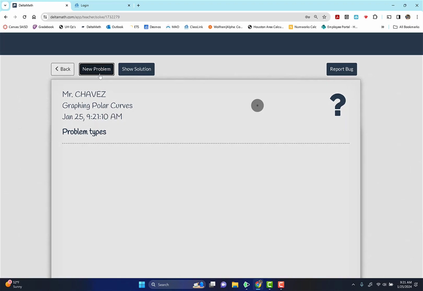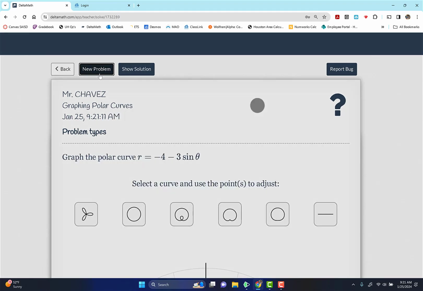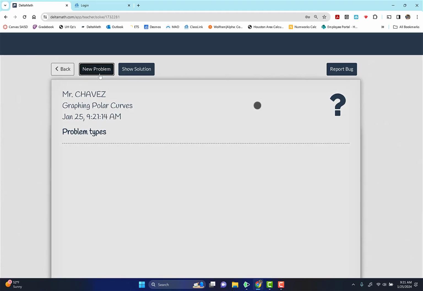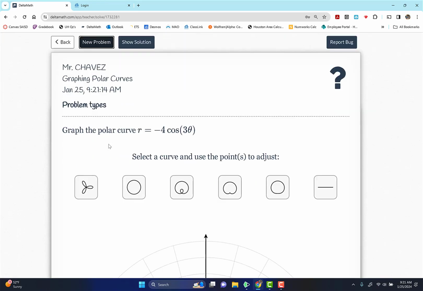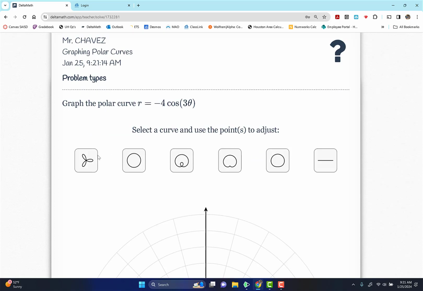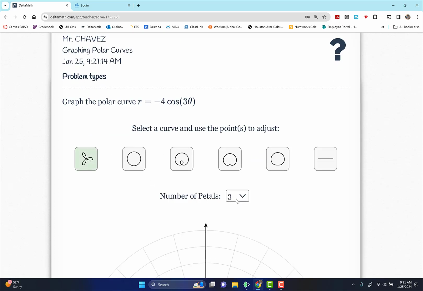Where are my pedals? Finally, I have a pedal. That's a 3. How many pedals do I have? Is it an even number or an odd number? It's odd. So if it's odd, you're going to have that number of pedals. If it's even, you're going to double it. So I click on pedals, and you have 3 pedals.